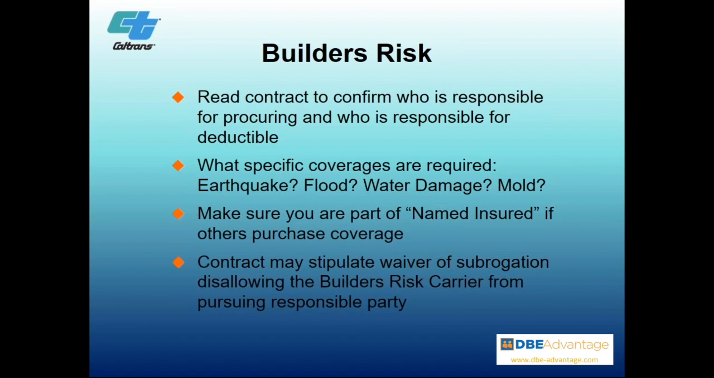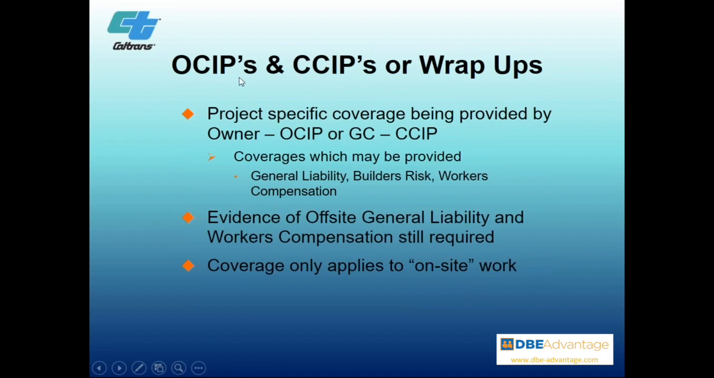The OCIPs and CCIPs, owner and contractor controlled coverages, you want to make sure that it's provided at the level it needs to be. The owner needs to have certain insurance. The general contractor needs to have certain insurances. And you want to make sure that they're working in concert with each other. Usually the contract specifies what the owner will do and suggests what the GC should do.